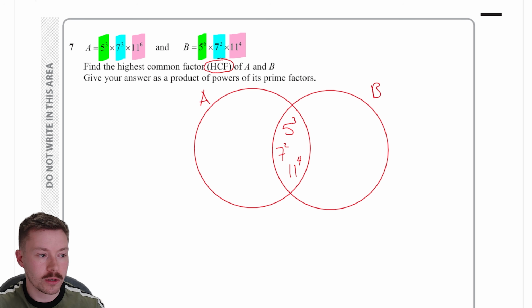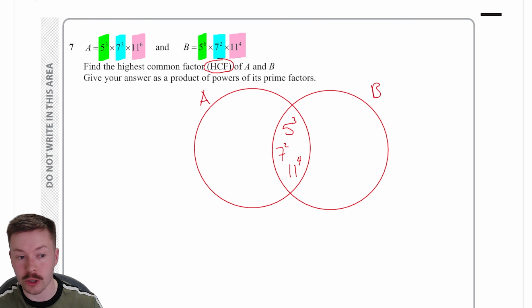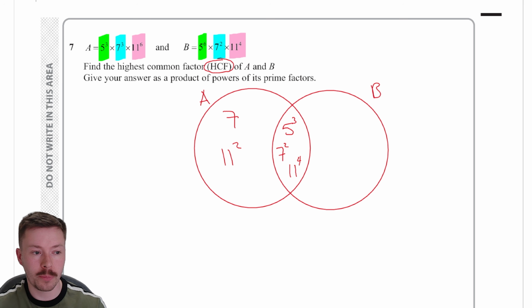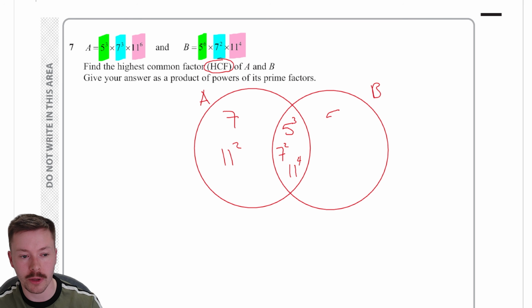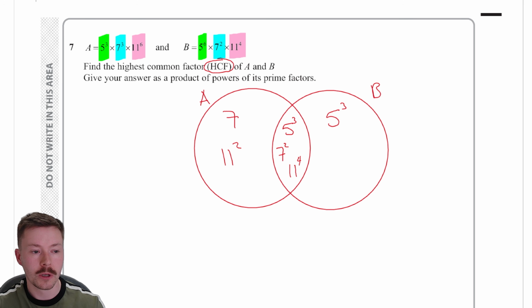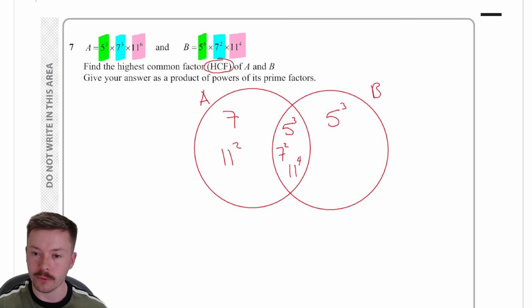So the rest, well, for A, I've already got the 5 cubed, so that's sorted. I've got 7 squared, and in A I've got 7 cubed, so I need another 7. And then for the 11s, in the middle I've got 11 to the power of 4, I need 11 to the power of 6, so that's going to be 11 squared. Now for the B, I've got 5 cubed, I need 5 to the power of 6, so that's going to be another 5 cubed. I've got the 7 squared, I've got the 11 to the power of 4.